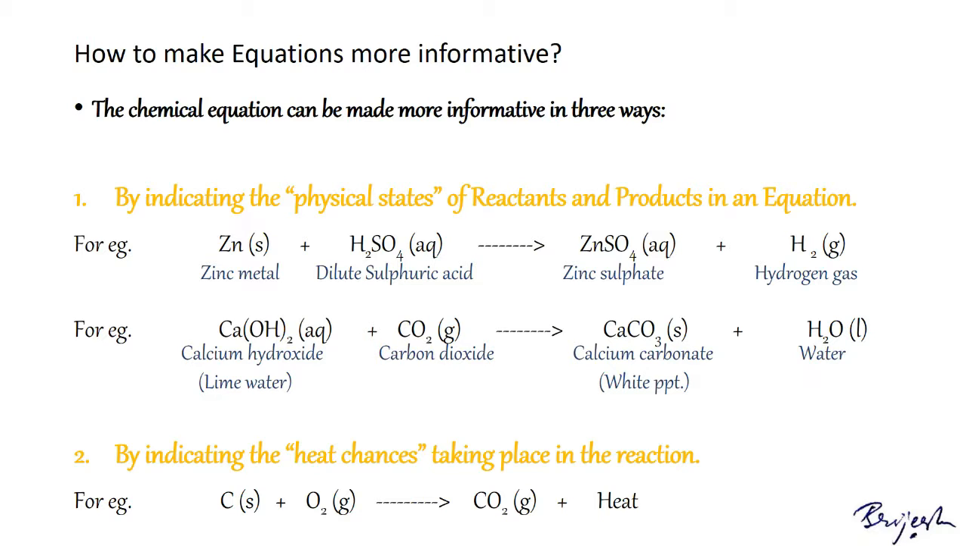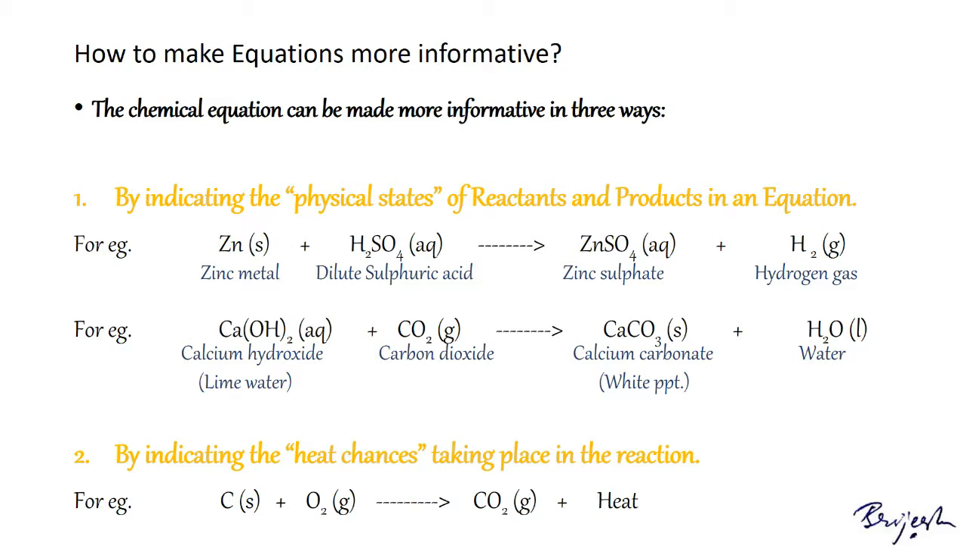This equation is more informative because it tells us the physical state of the various substances involved in it. It tells us that zinc is in solid state, sulfuric acid is in the form of aqueous solution, zinc sulfate is also aqueous, and hydrogen is in gas state.